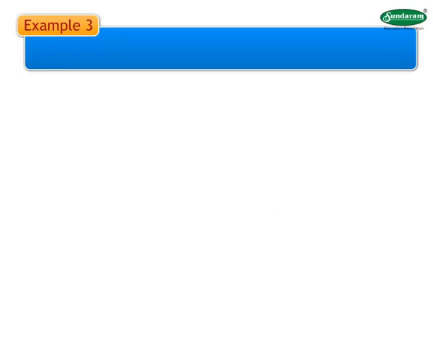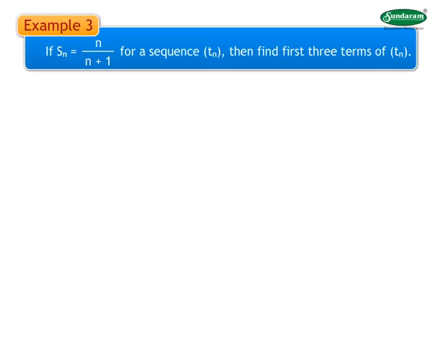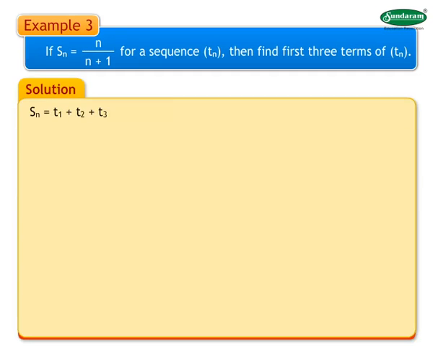Example 3. If Sn is equal to n upon n plus 1 for a sequence Tn, then find first 3 terms of Tn. Solution. Sn is equal to T1 plus T2 plus T3 plus up to Tn. S1 is equal to T1. S2 is equal to T1 plus T2. S3 is equal to T1 plus T2 plus T3.